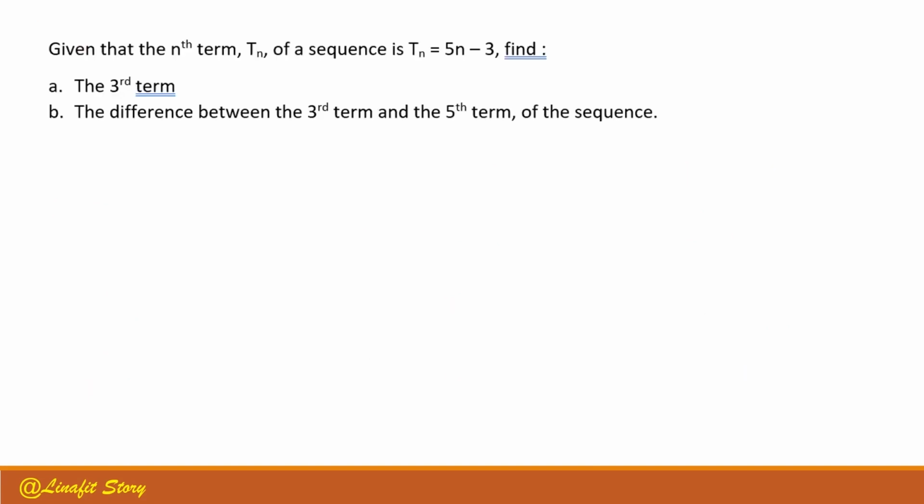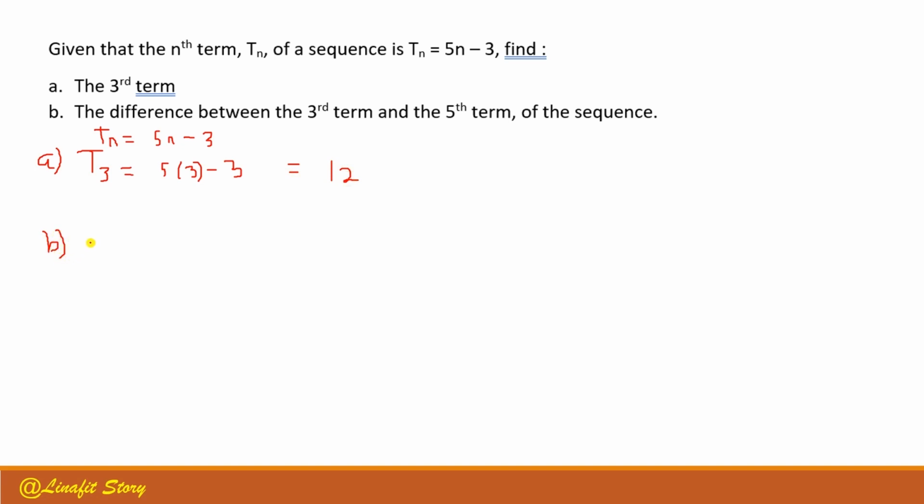Given that the nth term Cn of a sequence is Cn is equal to 5n minus 3. Find A, the third term, and B, the difference between the third term and the fifth term of the sequence. We will find the third term first. Cn is equal to 5n minus 3. We substitute n with 3. So 5 times 3 minus 3. 15 minus 3 is equal to 12.